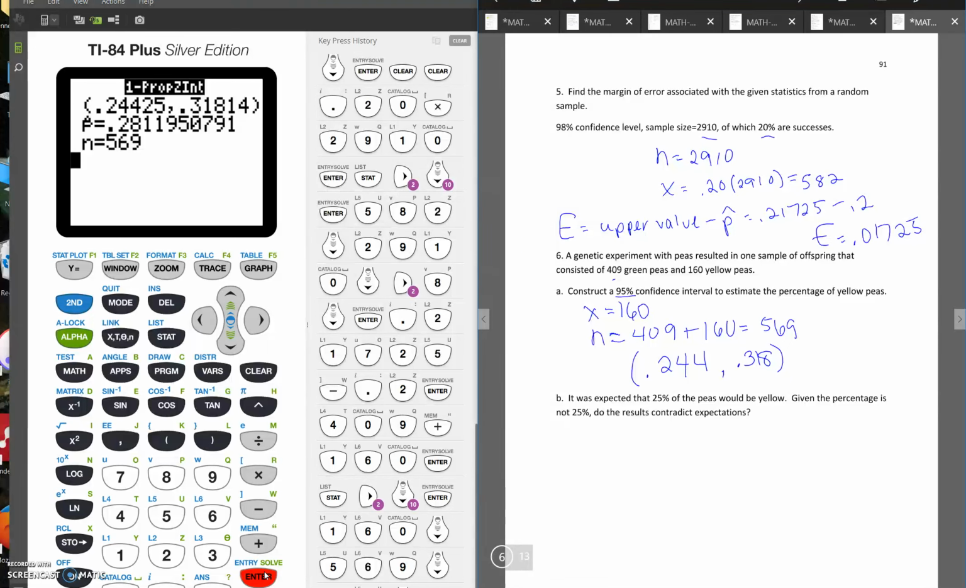So part B says, it was expected that 25% of the peas would be yellow. Given the percentage is not 25%, do the results contradict the expectations? And the answer is no, because the interval contains 25%.